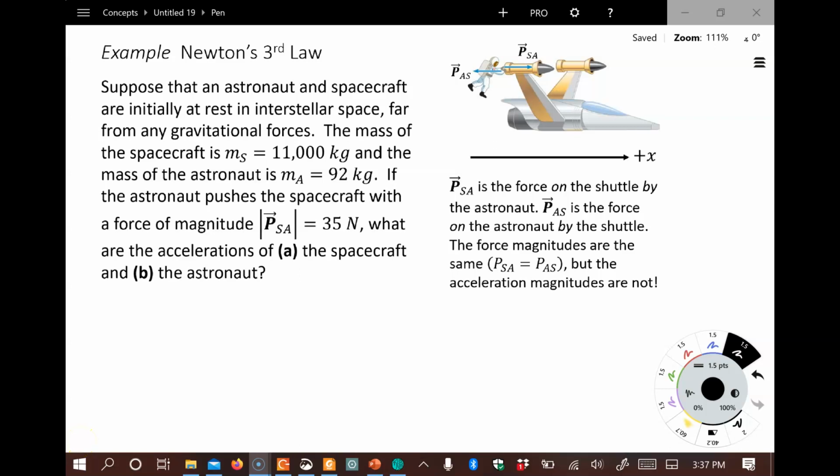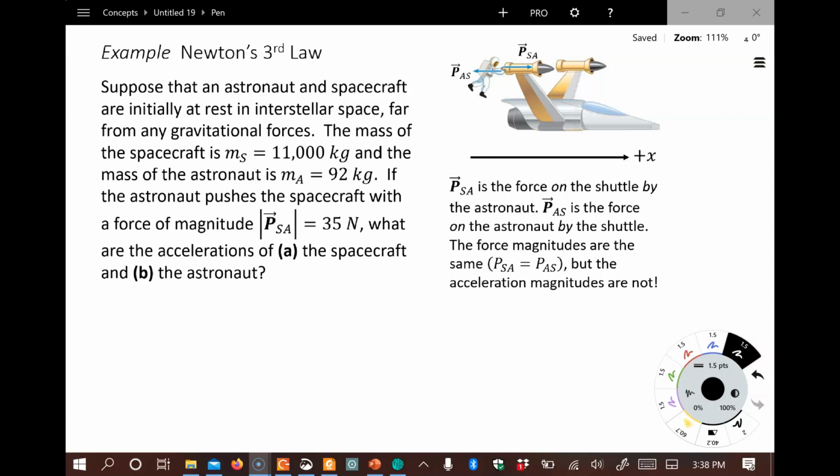This is an example problem from Chapter 4 on Newton's third law. Pause for a moment and read the question. So you can see that this is a problem that takes place far away from any other large, massive planets or anything, so we can ignore gravitational forces and we can focus just on the interactions between these two objects.